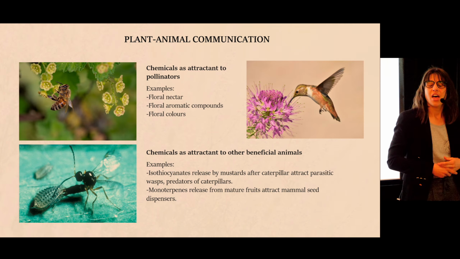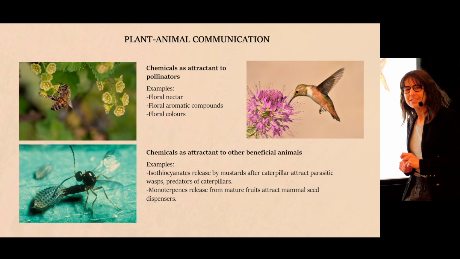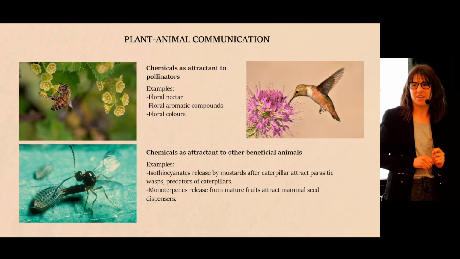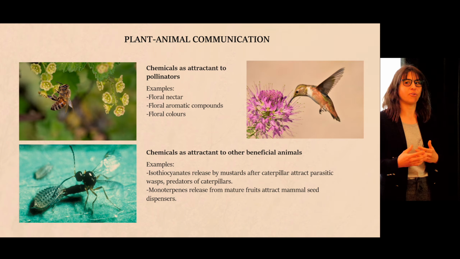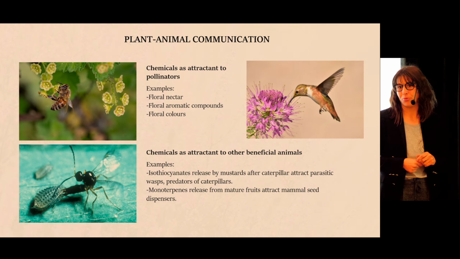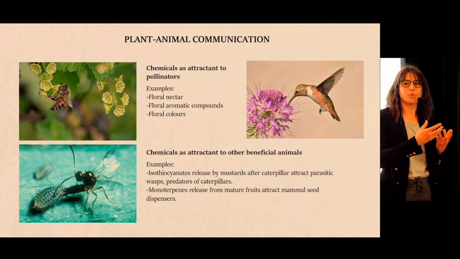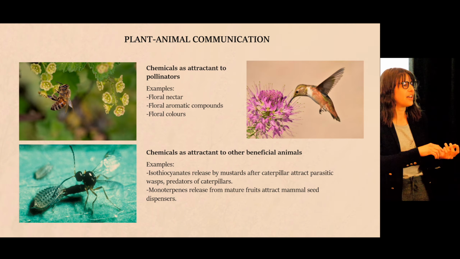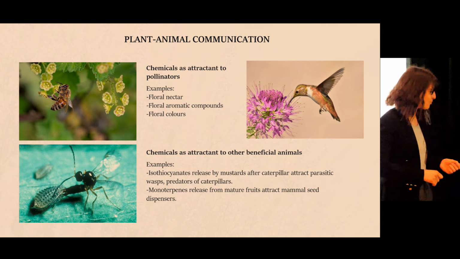Here on the picture, you have a parasitoid wasp, which is laying eggs in an aphid. And this is a predator of an aphid, which is an herbivore of the plants. And so plants can release volatile chemicals that attract the predators of herbivores and thus help the plant to defend against this herbivore.